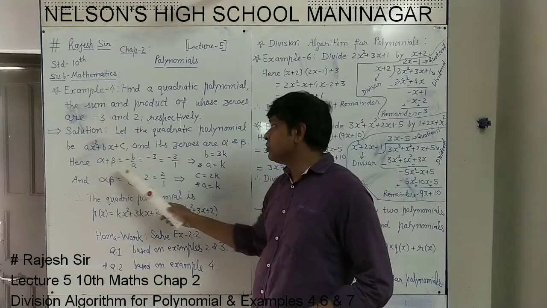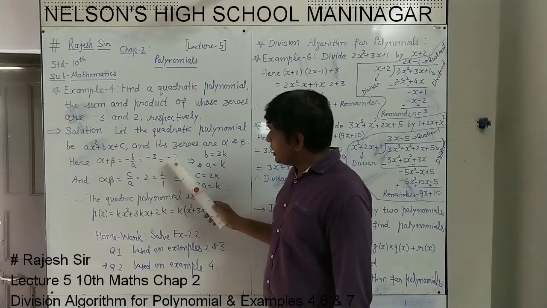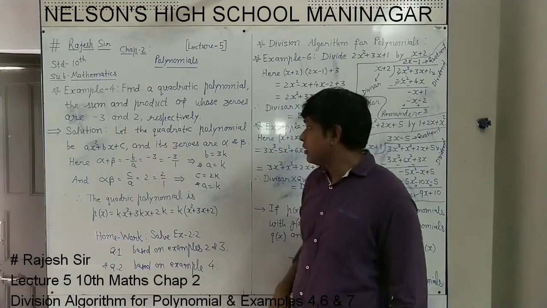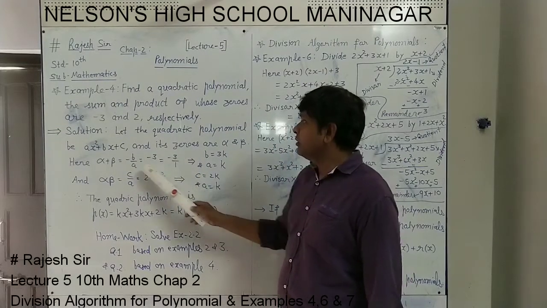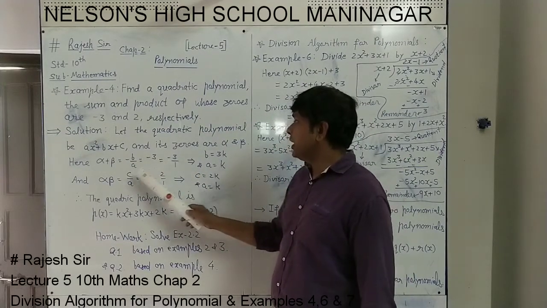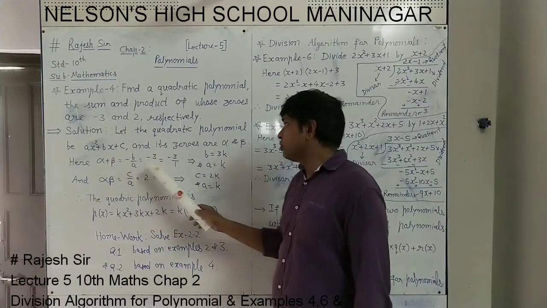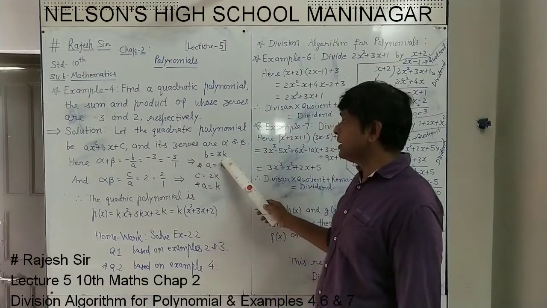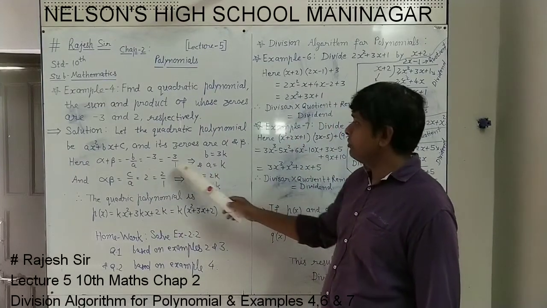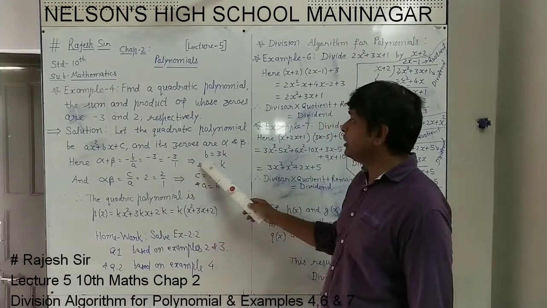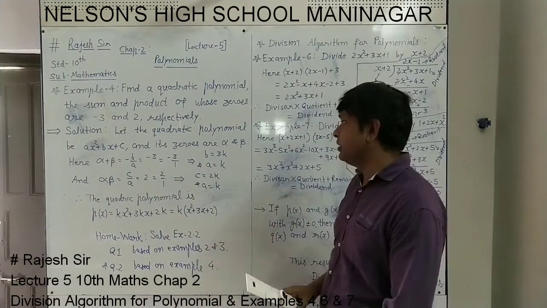Sum is -3 given. Now this -3 can be written as -3 upon 1, and now compare this -b upon a and -3 upon 1. So b equal to 3 and a equal to 1 in ratio form. So we can say b equal to 3k, and a equal to 1 times, so a equal to k. From this result, it implies that b equal to 3k and a equal to k.